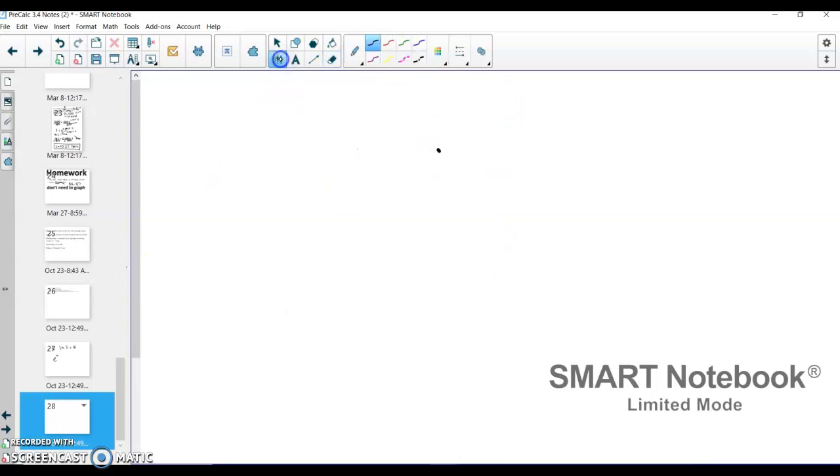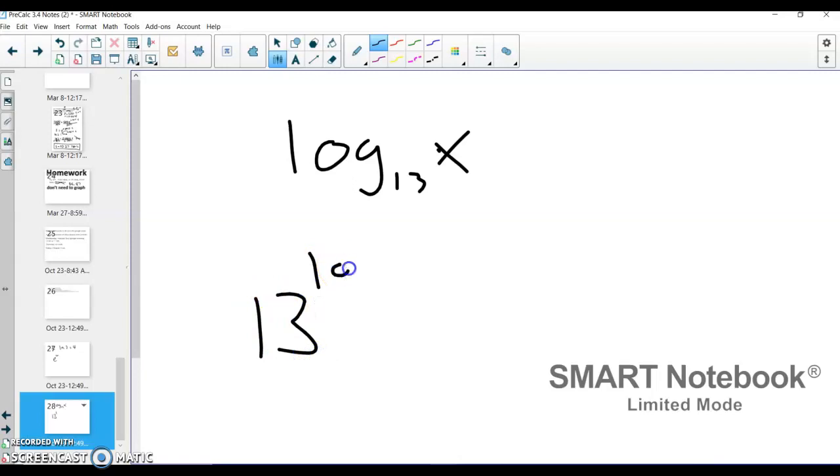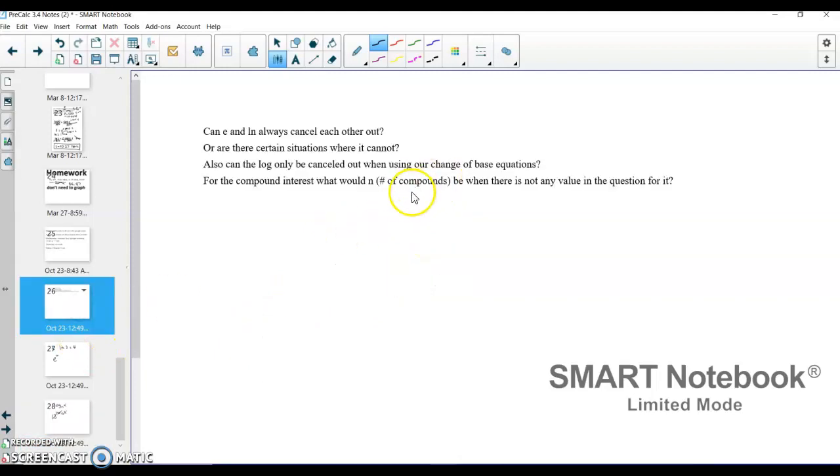Let's see another one. If it's log base 13 of x, then to get rid of log base 13 of x, I have to do 13 raised to the log base 13 of x, and then I can have them cancel out. So it's all about choosing the correct base and then making this your exponent to get them to cancel out this way. I hope that addresses that question there.